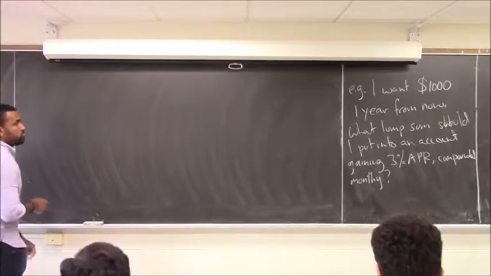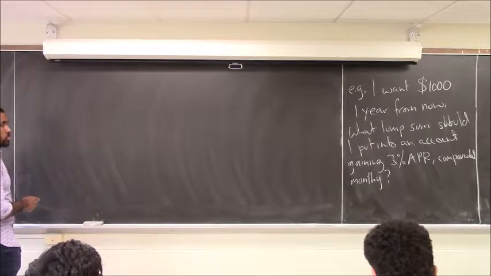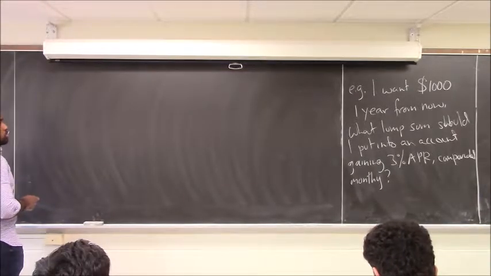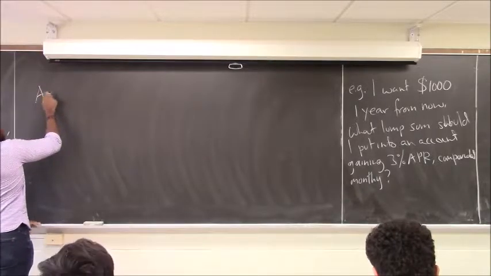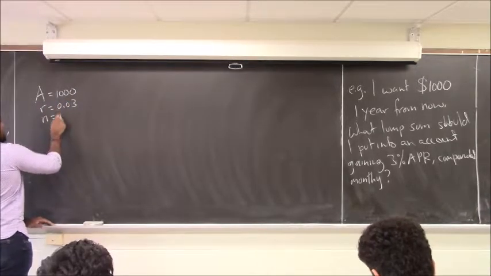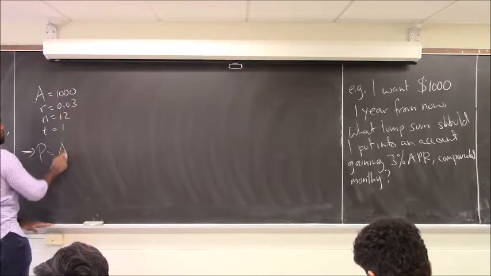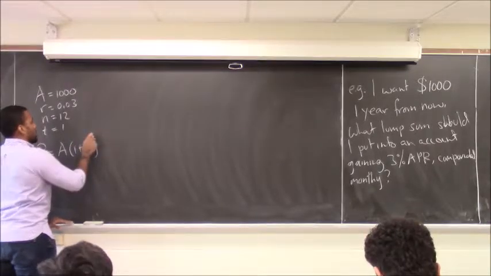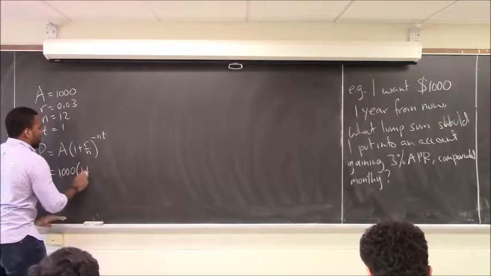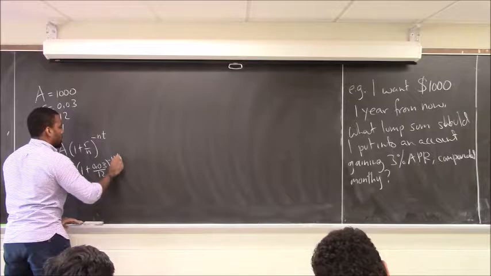Okay, go. What do we do here? So A is 1,000, yeah? R is 0.03, N is 12, T is 1. Right, and so we're going to use P is equal to A times 1 plus R over N to the minus NT. It's going to be 1,000 times 1 plus 0.03 over 12 to the minus 12 times 1.